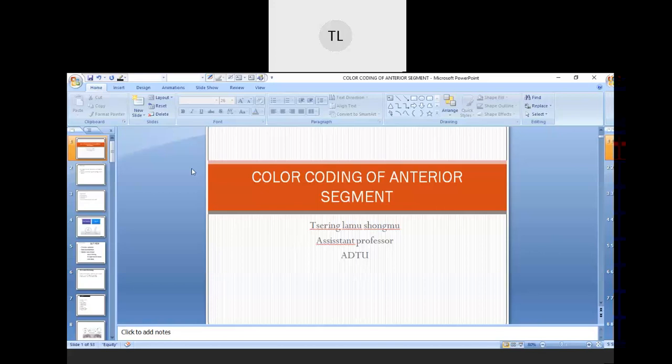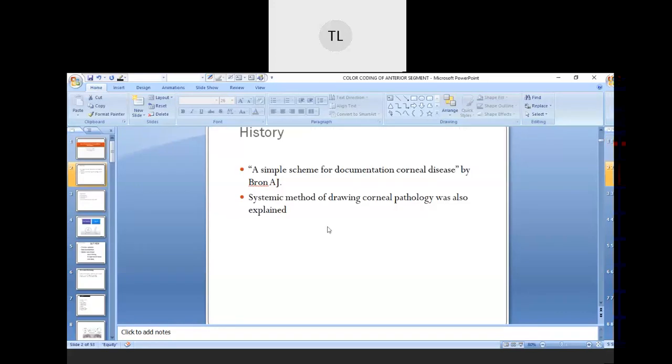Since we know how we are going to examine the anterior part of the eye, where we do the slit lamp examination, the most important part now is to have documentation. This color coding of the anterior segment will help you with the corneal diagram that needs to be done, and the basic color codes we are going to use, so that it is easy to understand, and also easy for the doctors to understand your findings. First let's move toward the history, a simple scheme for the documentation of corneal disease.